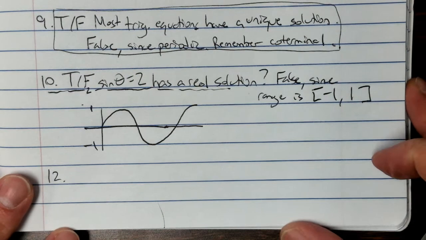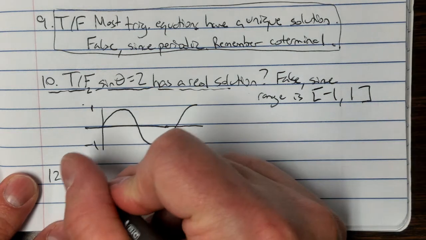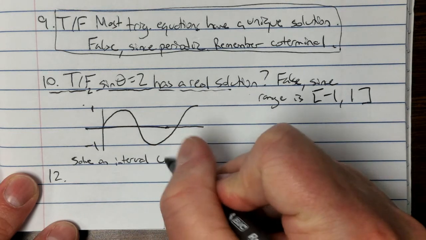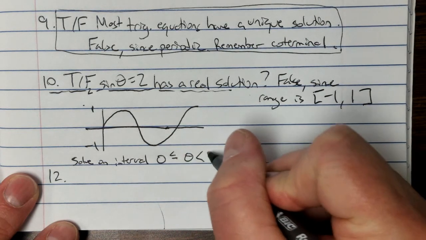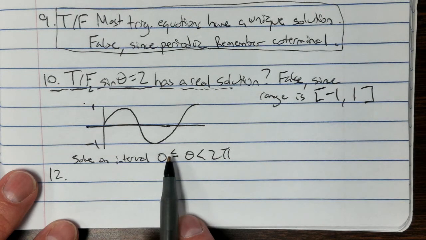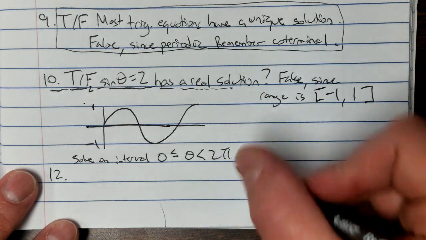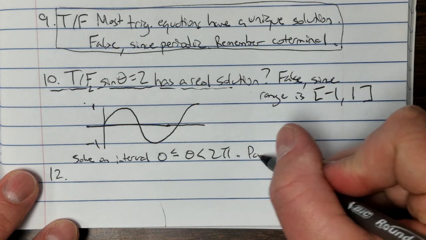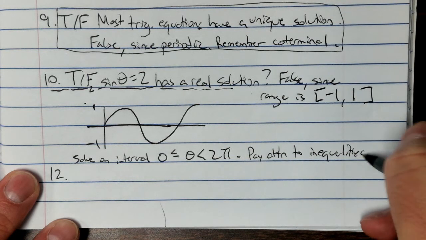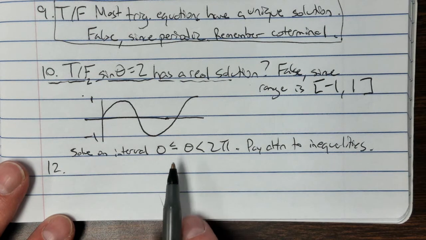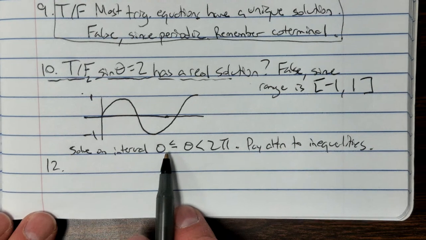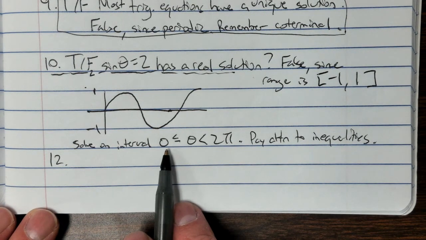Okay, and then number 12. This says solve on an interval, 0 less than or equal to theta less than 2pi. You need to watch out for your less than and equal to and your less than, so watch out for your inequalities. Pay attention to the inequalities. Because sometimes they want less than or equal to for both. Sometimes they just want it on the left side. So just watch out for that.